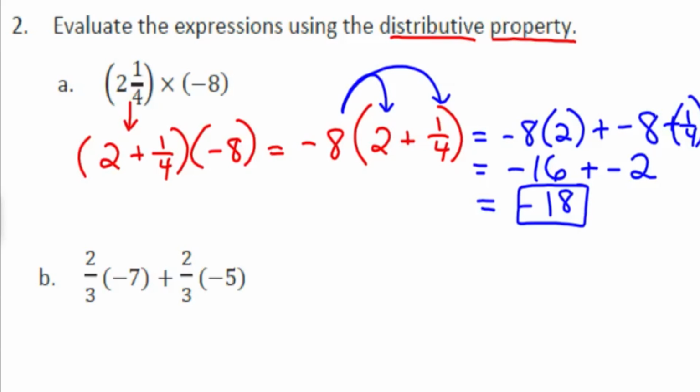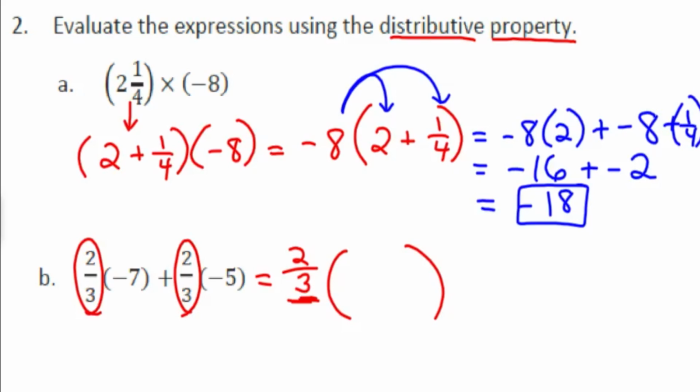Now let's look at problem part B. It reads 2/3 times -7 plus 2/3 times -5. Well, this is already distributed. So what we have to think of is what was multiplied on the outside and what was on the inside. Well, since the 2/3 repeats in both, 2/3 had to be on the outside. And then what was inside was -7 plus -5.